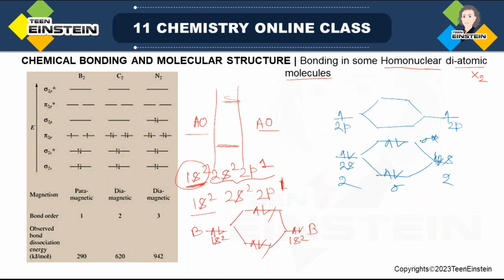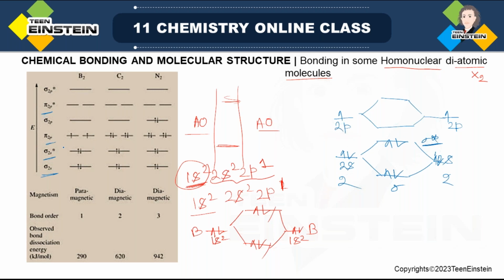Now once you reach 2p from s, in s you cannot have any pi bond. But when it is p electrons, there is a chance of pi bond also. So you can see sigma 2s, then sigma star 2s. Sigma star 2s is written because we are considering boron, carbon, nitrogen, all from the second period. So that is why 2s is written. But once you have reached p, now you also have to consider pi orbitals.